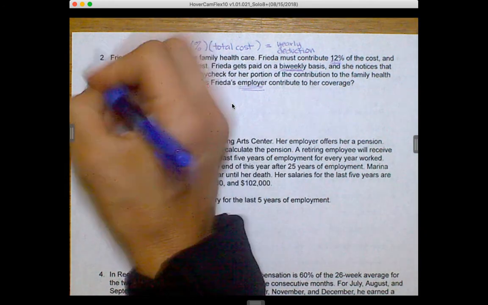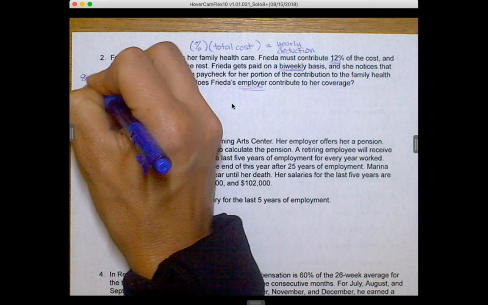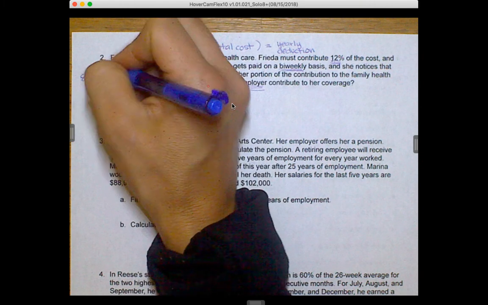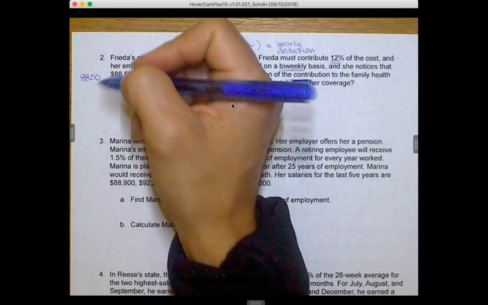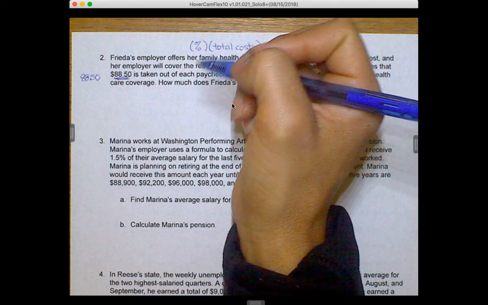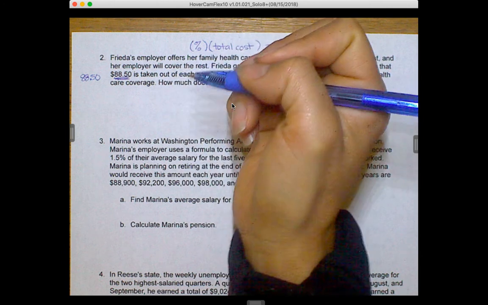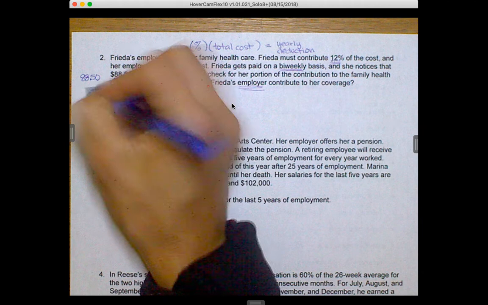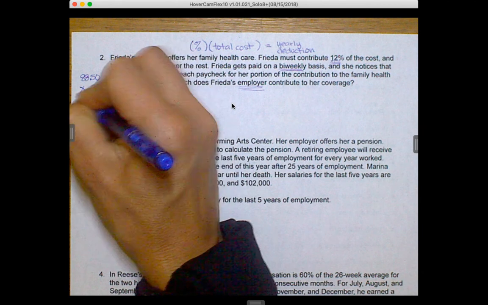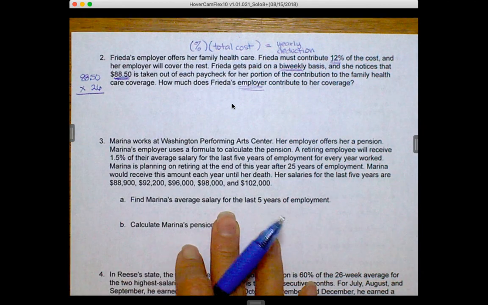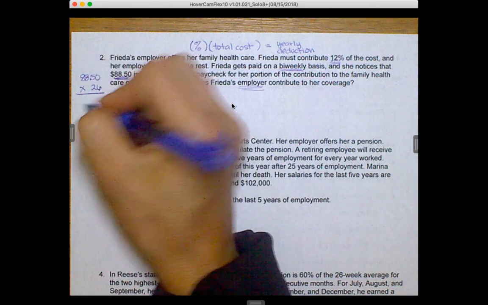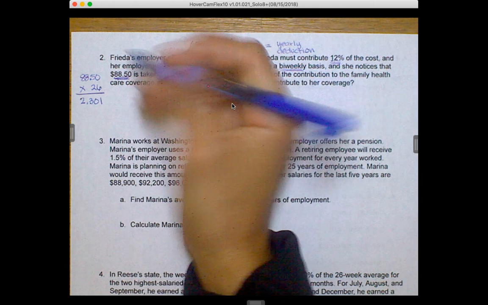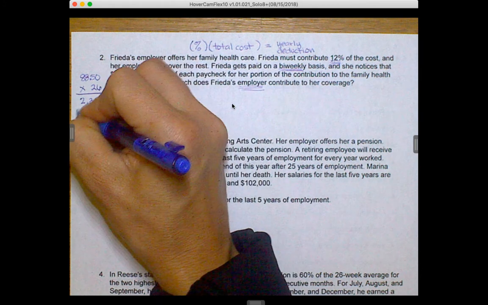Well, we know she's getting $88.50 taken out on a bi-weekly basis. Remember, bi-weekly means every other week. So we know that she doesn't get paid 52 times for the year. She only gets paid half of that. So she's getting paid 26 paychecks. So we're going to multiply this by 26. That's going to tell us what is being taken out of her check for healthcare over the course of a year. So this right here, this is her yearly deduction.